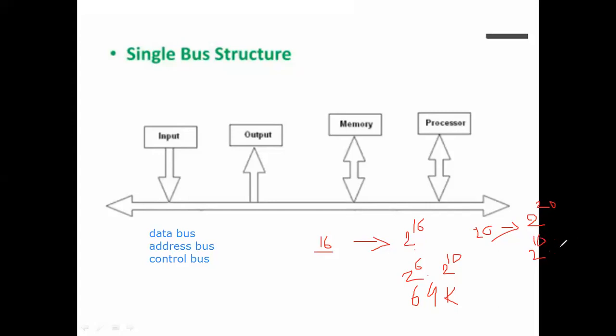2 power 10 into 2 power 10, that is 1K into 1K, which is equal to 1 mega locations in the processor. Like that, based on the number of address lines, we know the total memory capability of the processor. That means it is a collection of bytes used to identify a particular location in the memory.